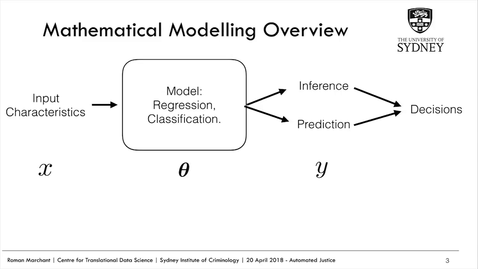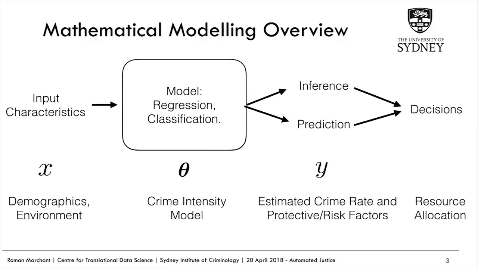For the maths that I'll have in the slides, I denote all the input characteristics as x. Theta are the parameters of the model. So, for example, how much is unemployment related to crime? And then y is the output, our predictions in terms of whatever we are measuring. In a real example of predictive policing, our input characteristics might be characteristics of the environment and demographics of the population, and we are trying to build a crime intensity model that tells us where there's probably more crime happening. The inference and prediction is estimating the risk and protective factors for certain types of the population, and what is the estimated or predicted crime rate. And obviously the decisions, for example, could be where you allocate resources.